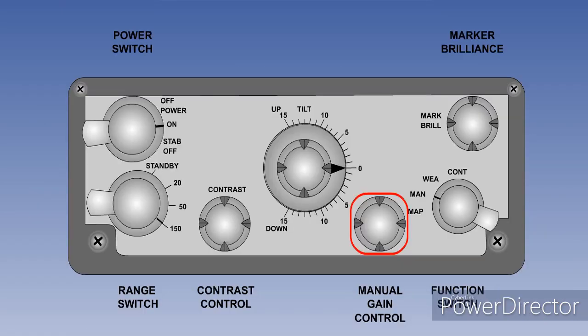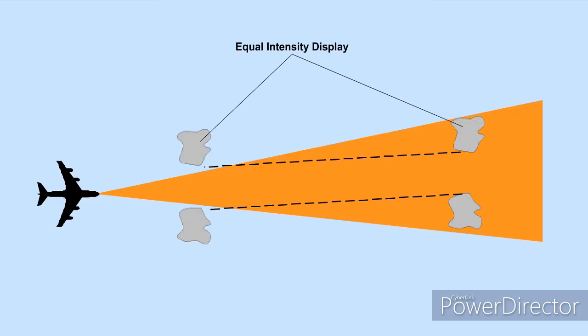Manual gain is available. The weather setting is the usual setting for cloud observation. Manual gain is not available, but an automatic gain control is operative, also called the swept gain facility. This ensures that the intensity of the display is independent of range up to about 25 nautical miles.